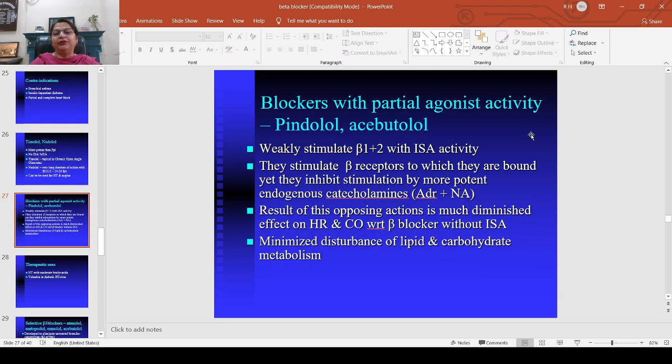Now coming on to the blockers with partial agonistic activity like pindolol and acebutolol. These drugs weakly stimulate beta 1 and beta 2 receptors with intrinsic sympathomimetic activity. They stimulate the beta receptors to which they are bound, yet they inhibit the stimulation by more potent endogenous catecholamines, that is adrenaline and noradrenaline. The result of these opposing actions is a much diminished effect on heart rate and cardiac output compared with beta blockers without ISA activity. They cause minimal disturbance of lipid and carbohydrate metabolism.